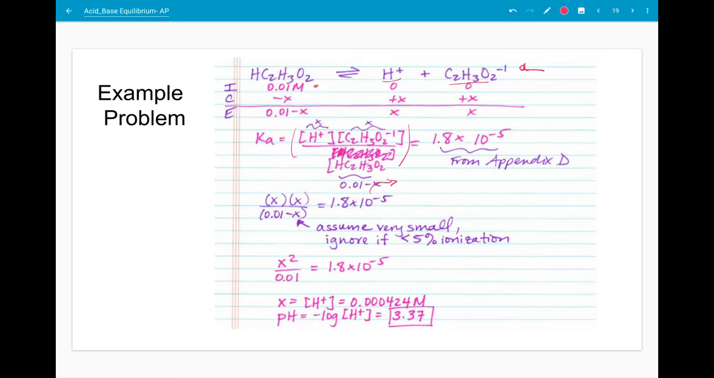My assumption here is that x is going to be so small that we can say it's 0. I wrote that note right here. I put everything equal to my value from the appendix, which is 1.8 times 10 to the negative 5. By making that assumption, it makes the math much, much easier. So it ends up being x squared equals 0.01 times 1.8 times 10 to the negative 5. Solve for x, and you'll find that's the same thing as H+. Here I'm writing my H+ concentration is equal to x. Make sure you include both for full credit. And then to find the pH, you take the negative log of that H+ concentration.